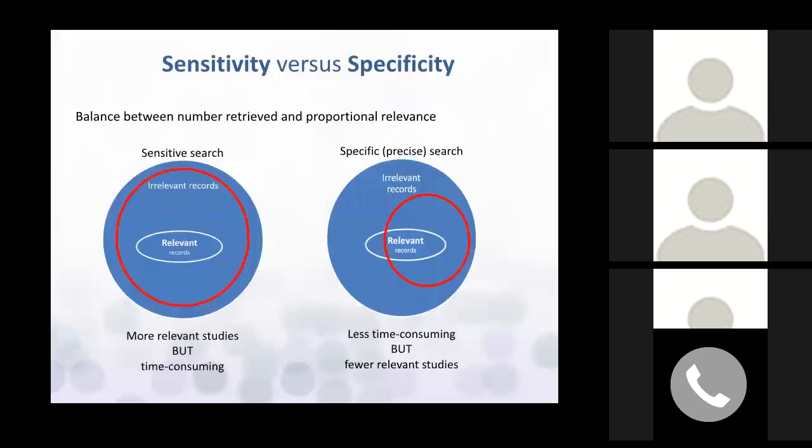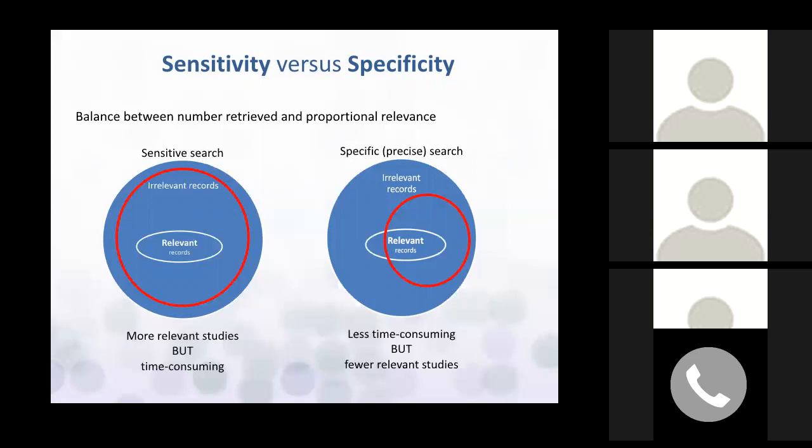Okay, so what you want to try and strive for is either perhaps a sensitive search or maybe a more specific search. So a sensitive search is one where you're trying to capture as many studies as possible, to try and capture all possible studies that are relevant to you. There are only going to be a set of relevant records within the universe of knowledge. When you do a very sensitive search, it's going to capture way more than you need. And so while this ensures that you'll find more of the relevant studies, it's going to be a lot more time consuming because you're going to find a lot more of the other things.